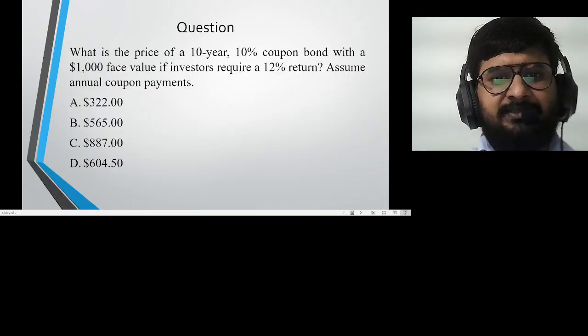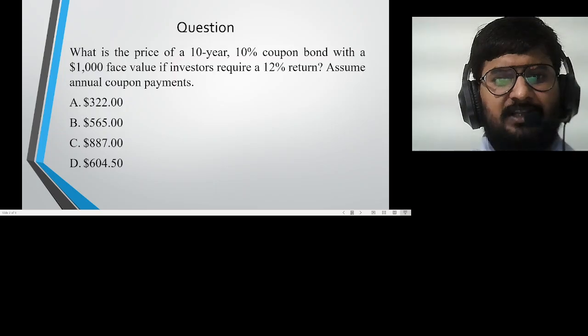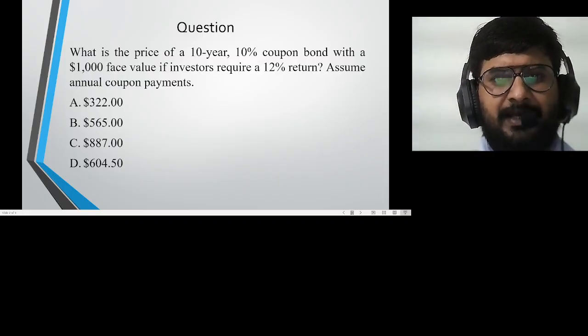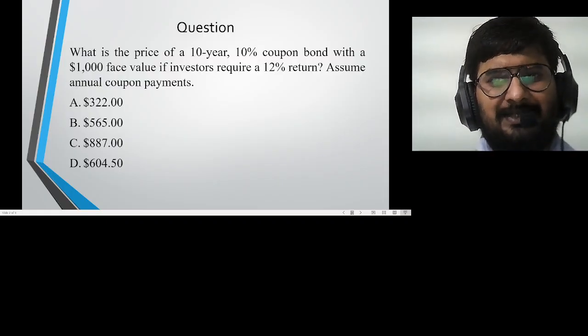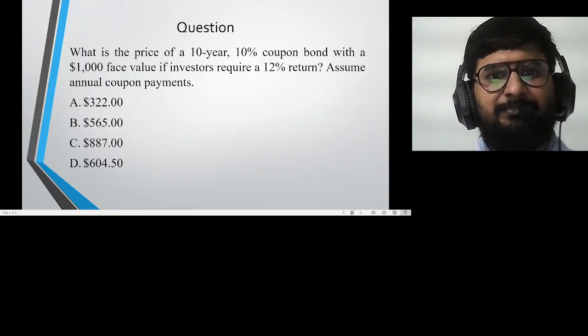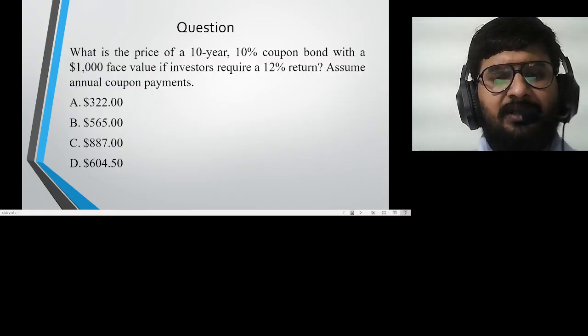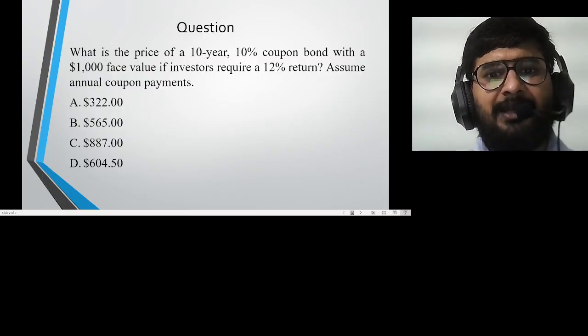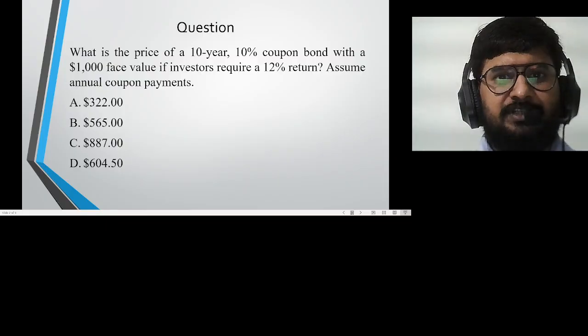What is the price of a 10-year, 10% coupon bond with a $1,000 face value if investors require a 12% return? Assume annual coupon payments. Now, as discussed in the last lecture, always remember the price of a bond is equal to the present value of all future cash flows discounted at the market rate of return or required rate of return.